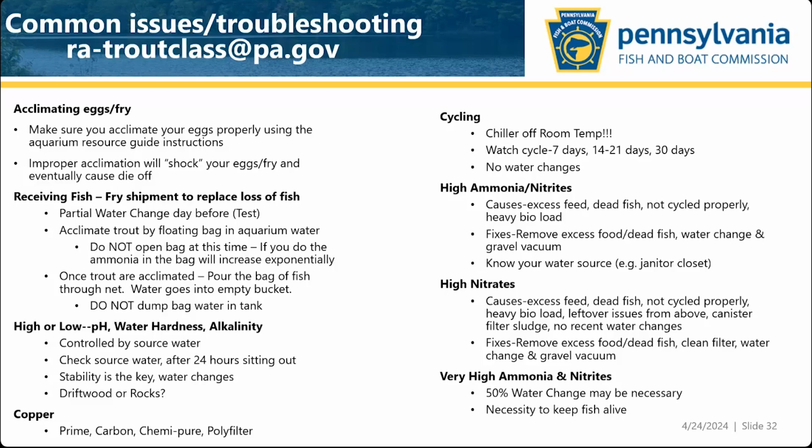So I mentioned before, your high and low pH, your water hardness, your alkalinity. Those are all controlled by your source water. Don't get worried. I know I mentioned it again, but we have people that still get worried because their pH turns out to be 8.4 or 8.6, but they're on a well. Their water coming into their school is from a well, so you're naturally going to have higher alkalinity, higher hardness. The pH is typically going to be higher.